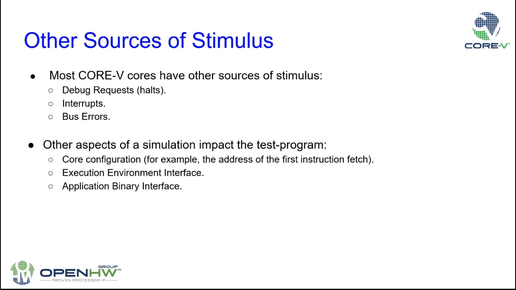So you need to be able to control the operation of the generator to produce the starting address that the RTL expects. There are other aspects, including the execution environment interface and the application binary interface. The RTL testbench and the generator need to be aligned on these things. Next slide.